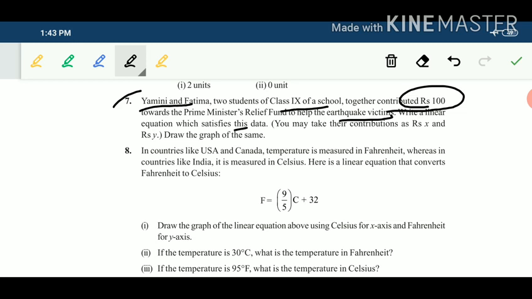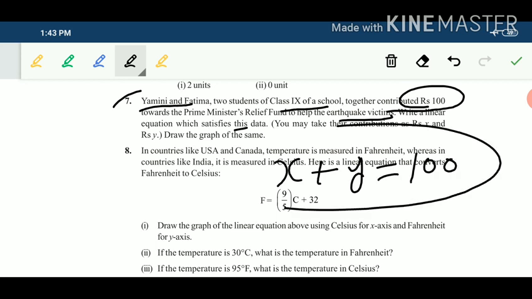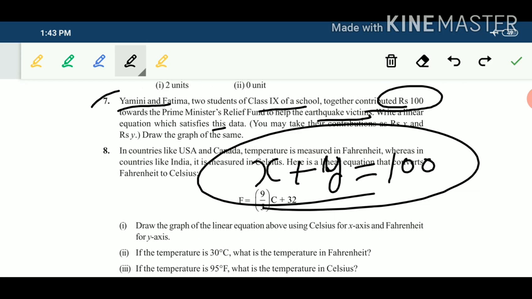So let x rupees be given by Jamini. Together means plus, y rupees are given by Fatima. Together they contribute rupees 100. So the equation is x plus y is equals to 100. Here x is the rupees given by Jamini and y is the rupees given by Fatima. So together they contributed rupees 100. So this is the equation. Draw this equation on the graph.